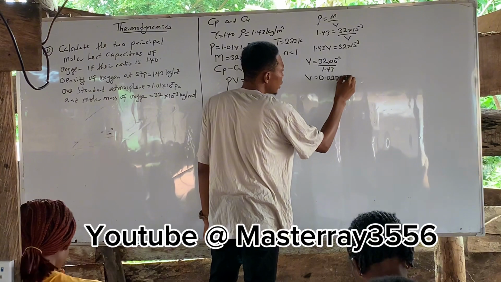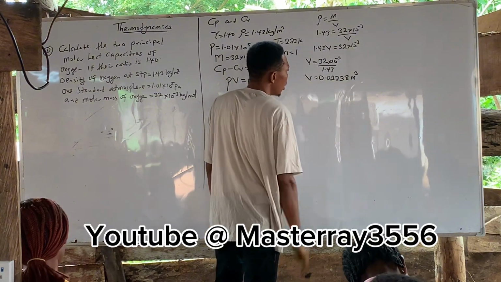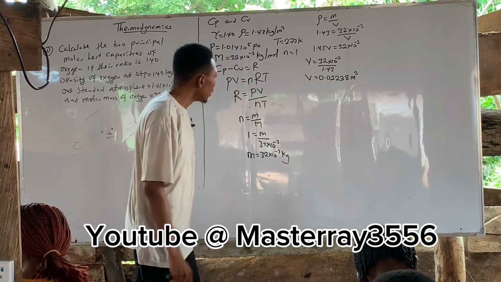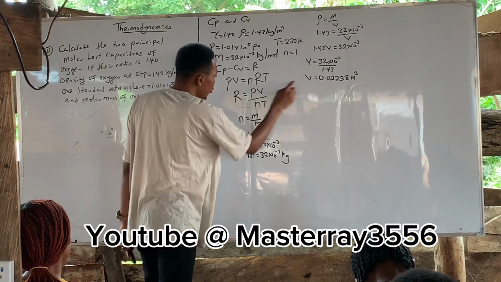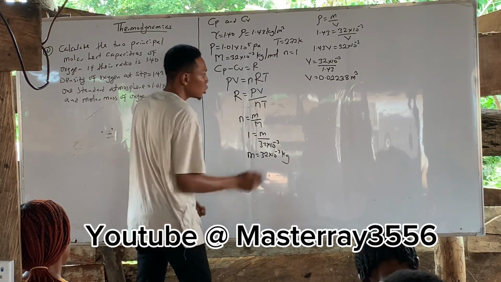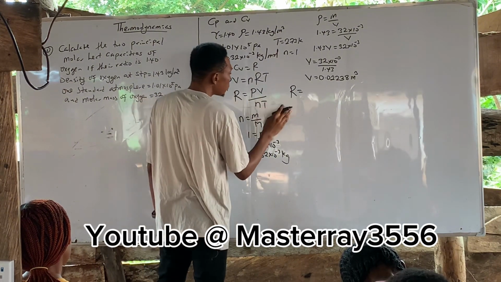0.0223 what? 8. So the SI unit is meter cube. All right. Now that you've gotten your volume, the next thing now, we can substitute our volume into this place, right? To get our ideal gas constant. So our R will be equals to what's P? Pressure.